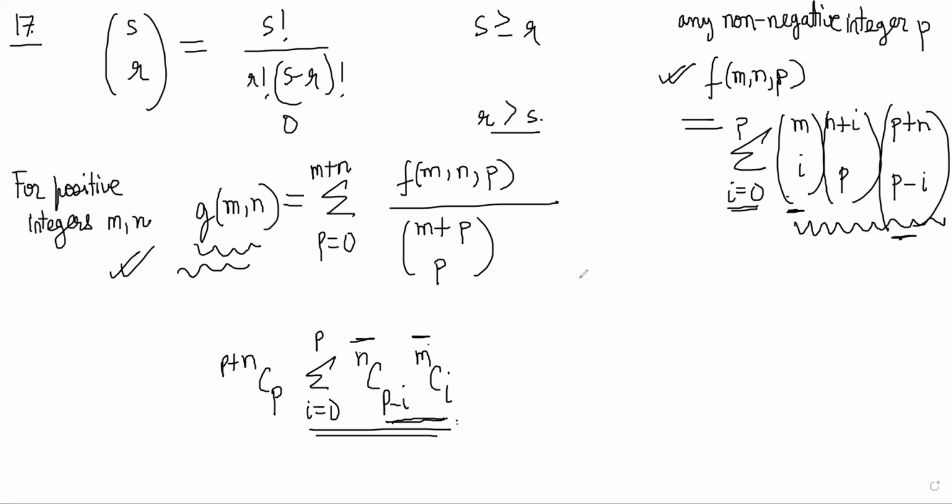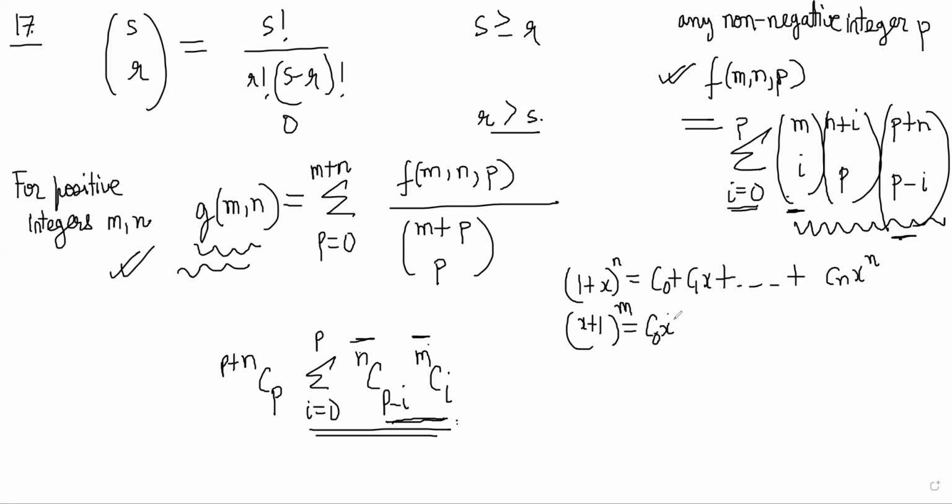So I will say (1 + x)^n series, right? C0, C0, that will be like this. And I will say (x + 1)^m series, right? I have reversed it, right? So C0 x^m + C1 x^(m-1) and so on till Cm x^0, right?